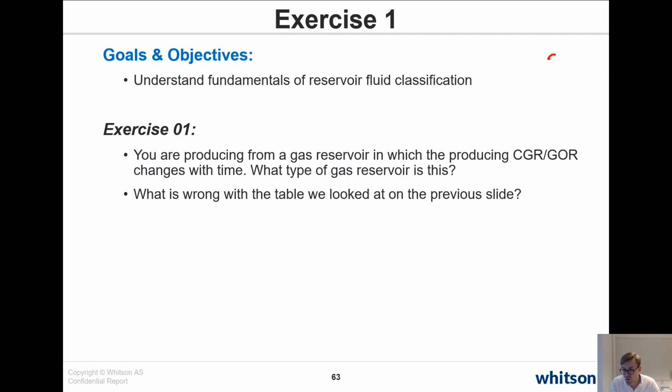And then from the reservoir classification point of view, we have three different gas reservoirs. It can be the dry gas reservoir, it can be the wet gas reservoir, or it can be the gas condensate reservoir. So picking which of those is the correct one, that's the first part of the exercise. The second part of the exercise is actually what is wrong with the table that we looked at on the previous slide.